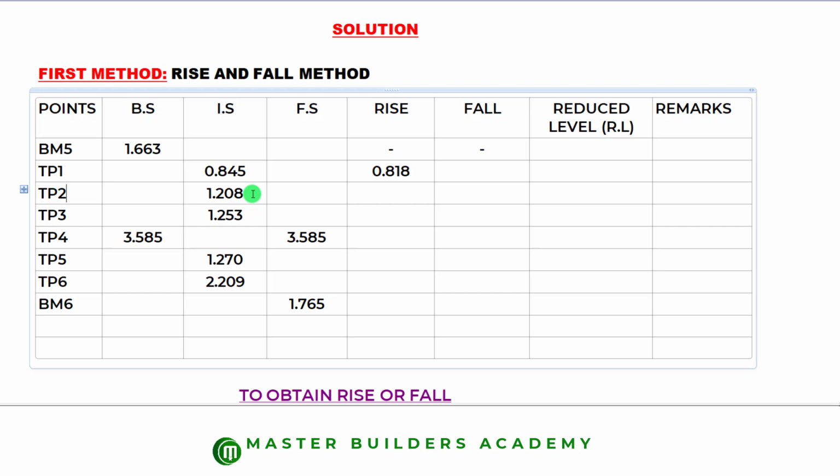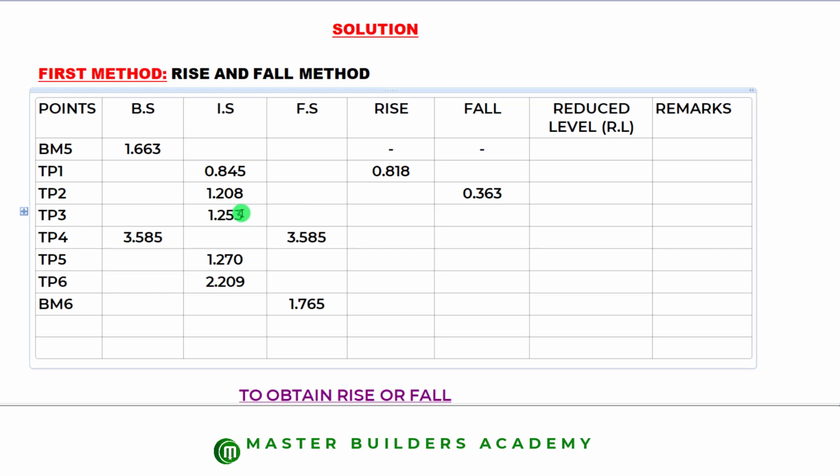So we are actually subtracting 1.208 from 0.845. And if we do this operation, we'll have negative 0.363. So we have negative 0.363, and this value is under 4. Remember, you don't indicate the negative sign. Then we are done with that. We are now at TP3.